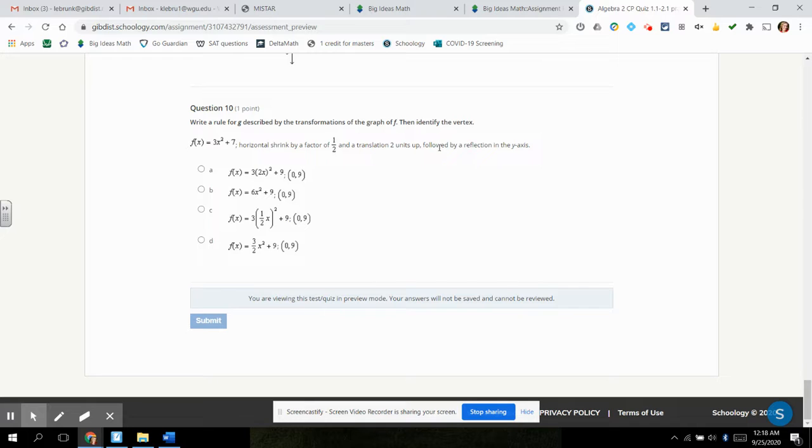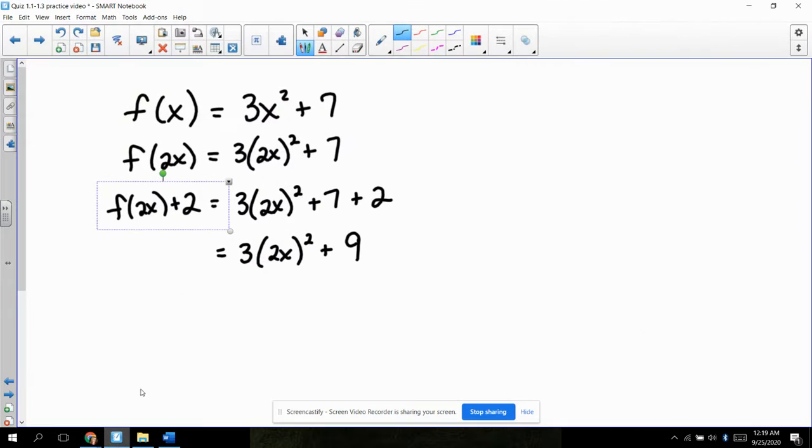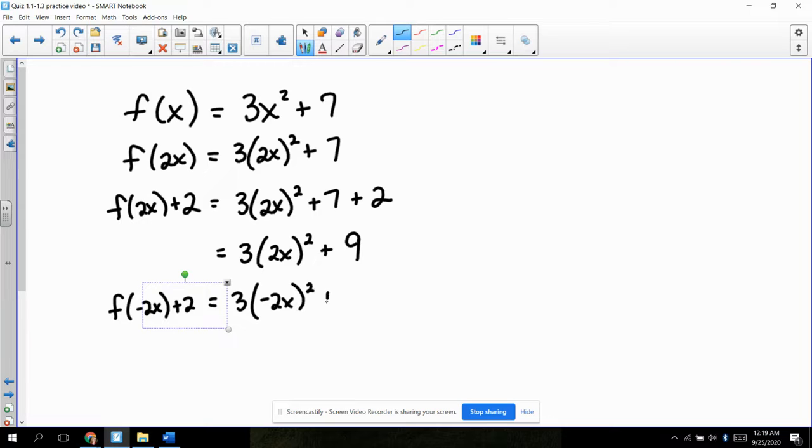And then it says you're going to follow it up by reflection in the y-axis. Well, I'm going to flip it over the y-axis. So when I reflect it over the y-axis, it actually makes the x's change. So that's going to become a negative. So over here, instead of it being a 2x, it's going to be a negative 2x. Okay, so this is the answer.